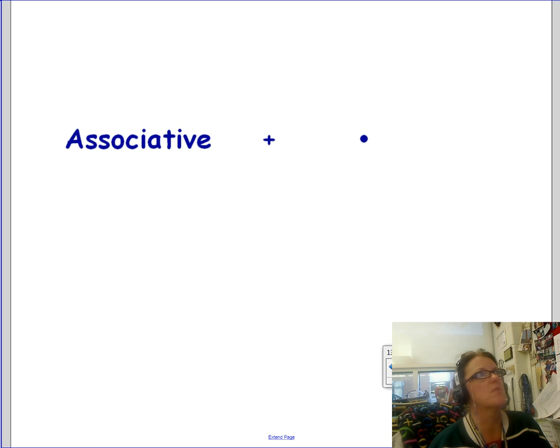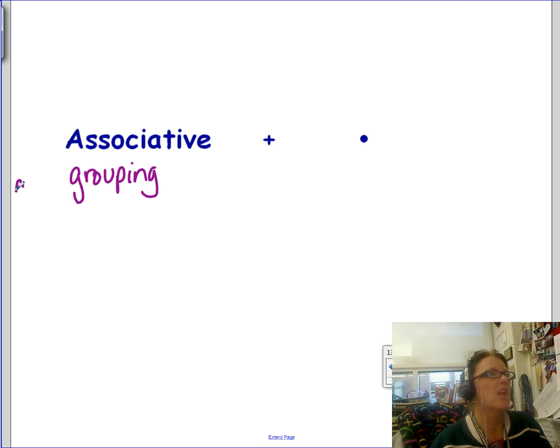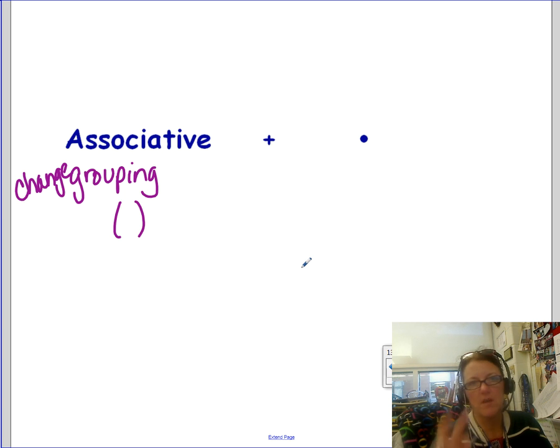Then comes this one, associative. The associative property, and I want you to think of this underneath here, has to do with grouping. You can change the grouping and you're still going to end up with the same value. Sometimes I illustrate that by putting parentheses there.